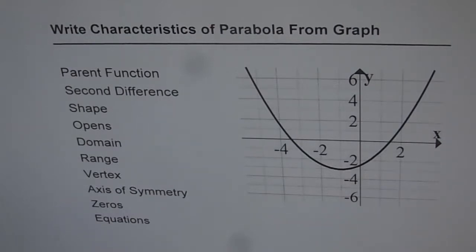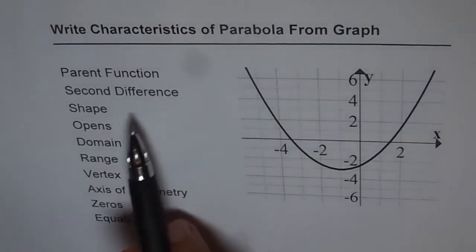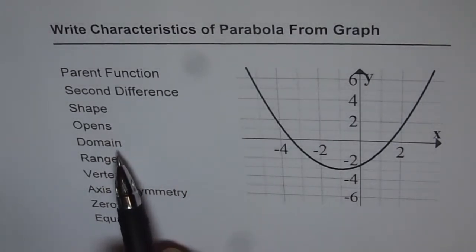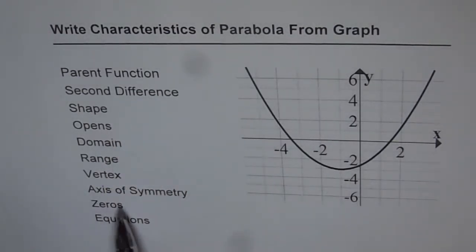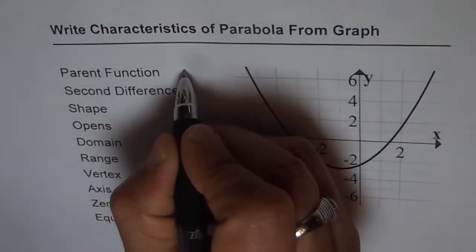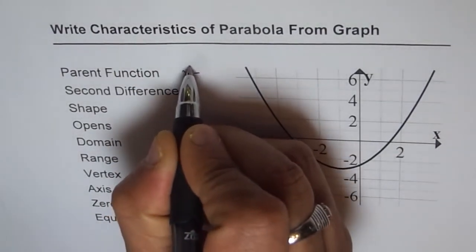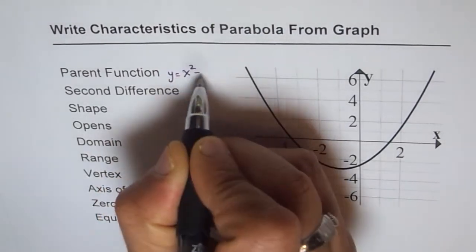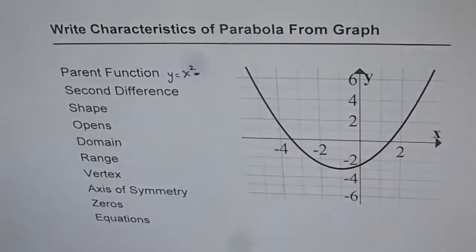Here are my suggestions. The characteristics which we are interested in are parent function, second difference, shape, opens up or down, domain, range, vertex, axis of symmetry, zeros, and the equation. Now let's start with parent function. For parabola, the parent function is, as always, y equals x squared. So y equals x squared is our parent function.